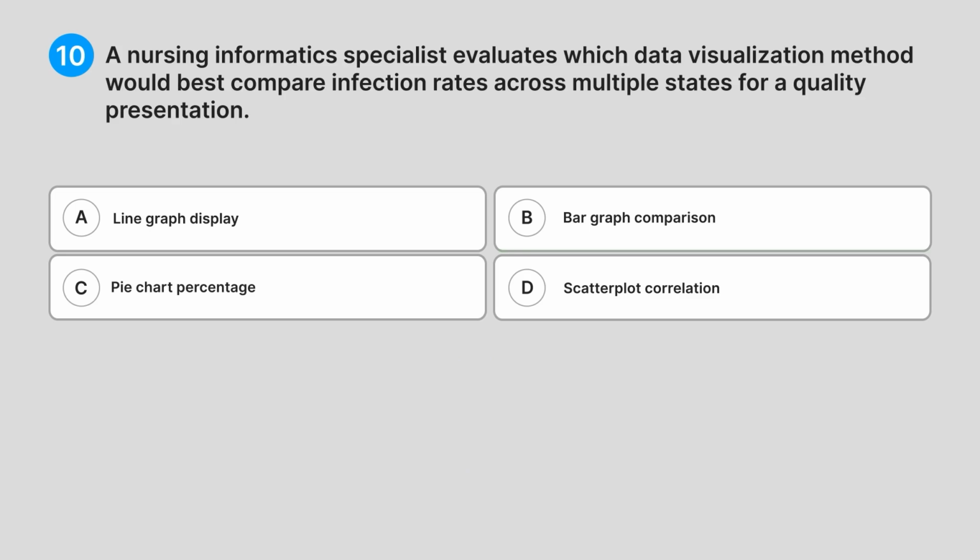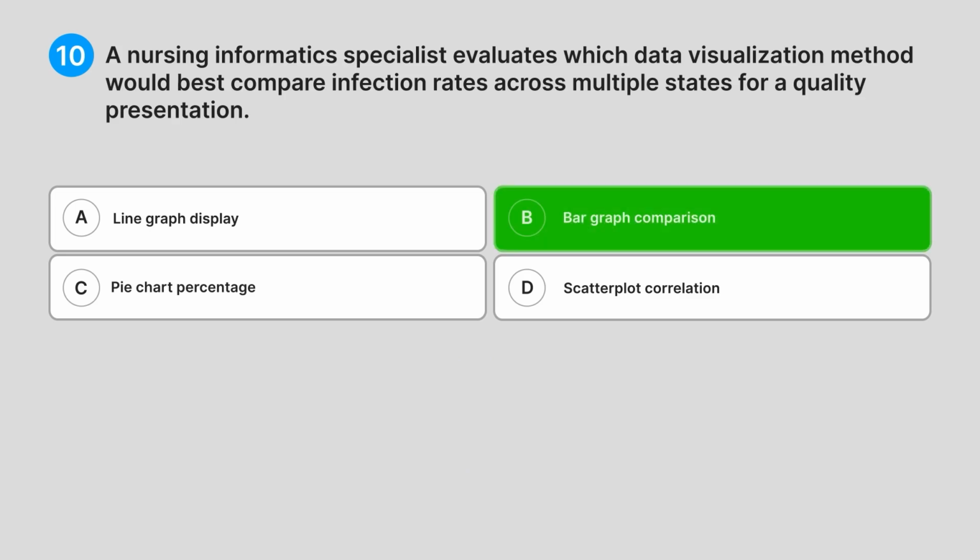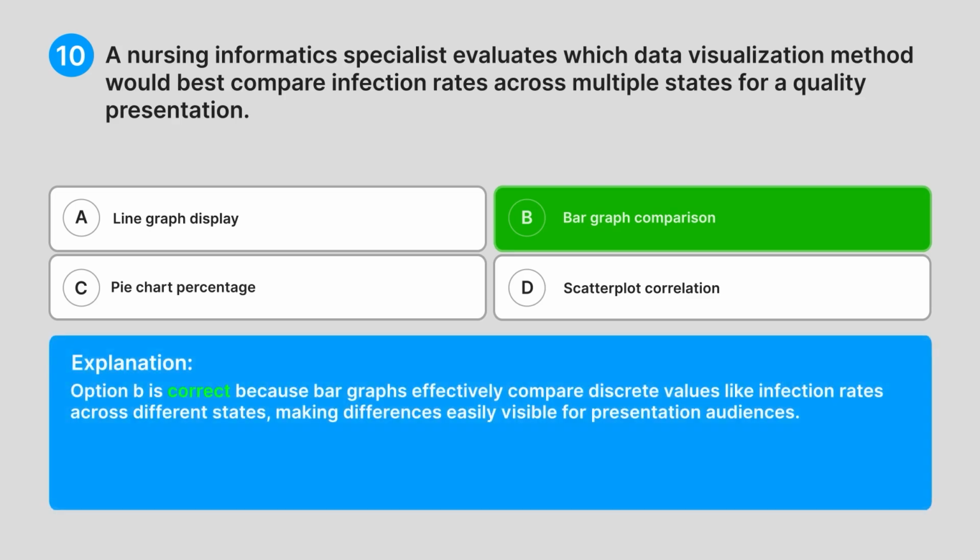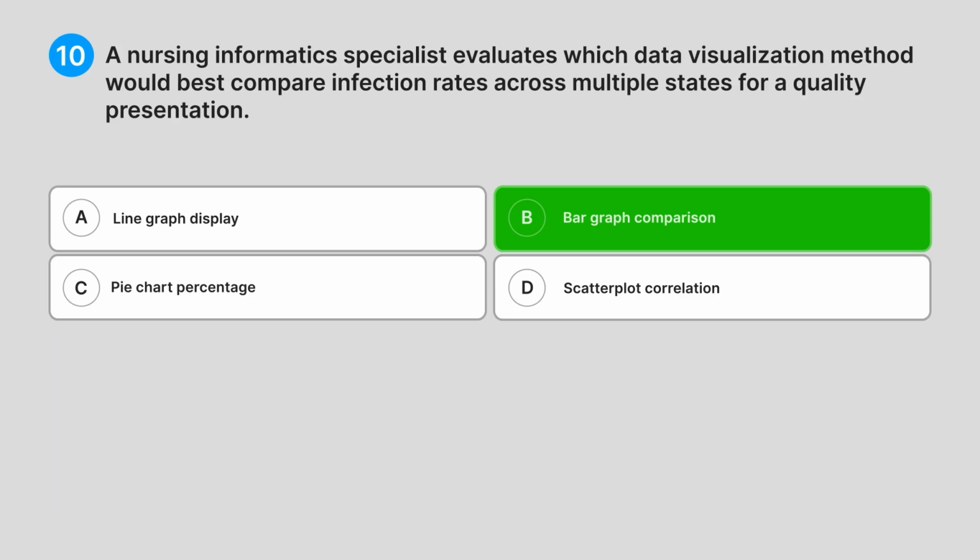Correct answer, B. Bar graph comparison. Explanation. Option B is correct because bar graphs effectively compare discrete values like infection rates across different states, making differences easily visible for presentation audiences.